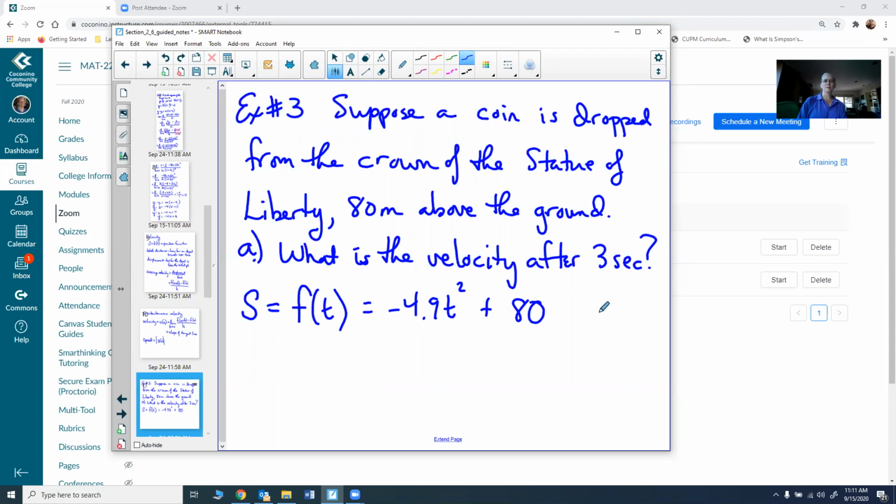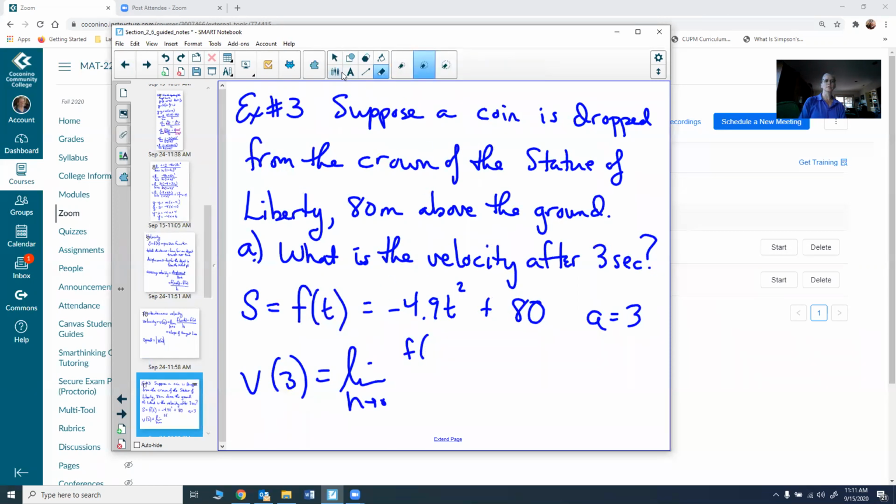And we want to know the velocity at 3 seconds, so our a is 3. So the velocity at 3 seconds is the limit as h goes to 0 of f of a plus h, where a is 3, so f of 3 plus h minus f of 3 all over h.